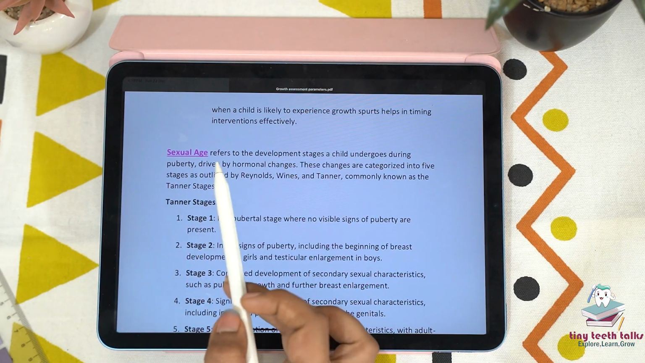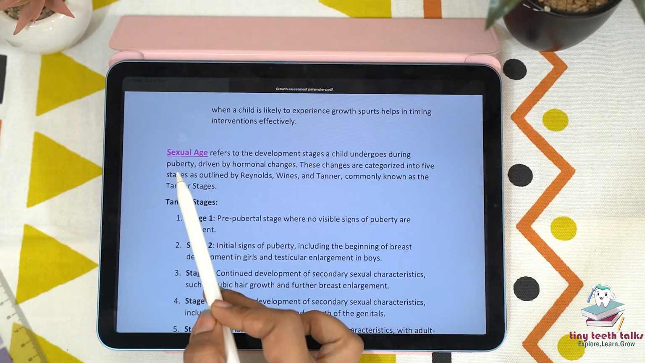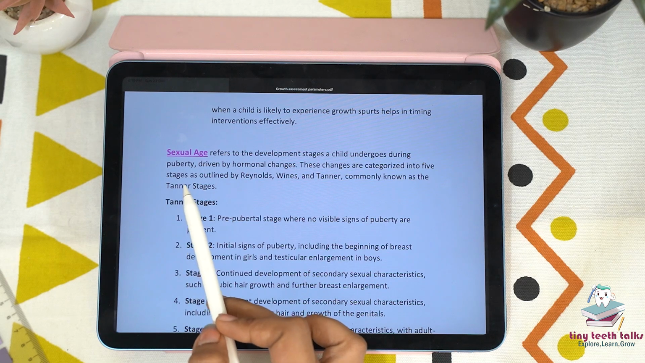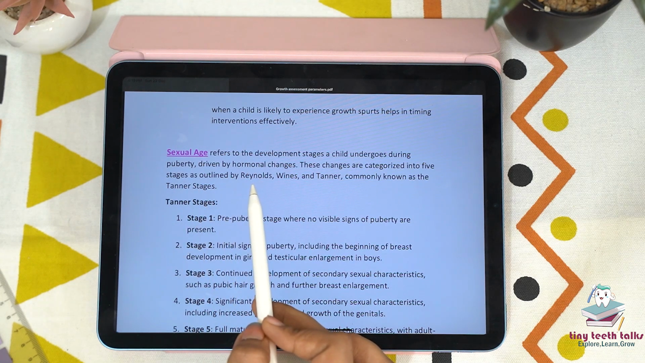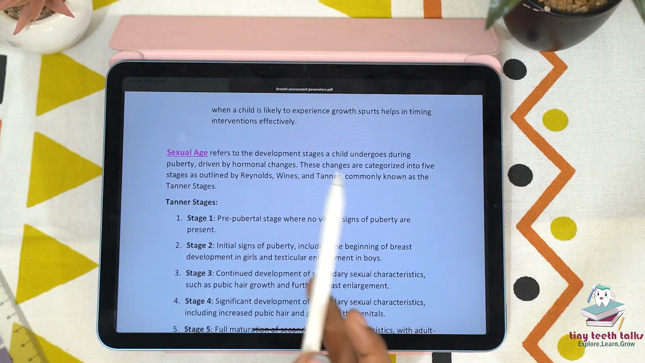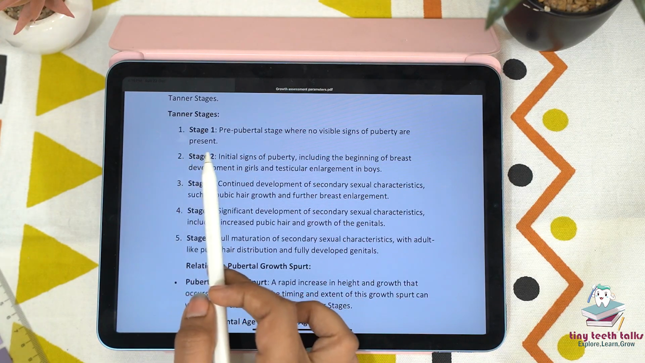The fourth is sexual age. Sexual age refers to the developmental stages a child undergoes during puberty, driven by hormonal changes. These changes are categorized into 5 stages as outlined by Reynolds, Vines, and Tanner, commonly known as the Tanner stages. Stage 1, prepubertal stage, where no visible signs of puberty are present.